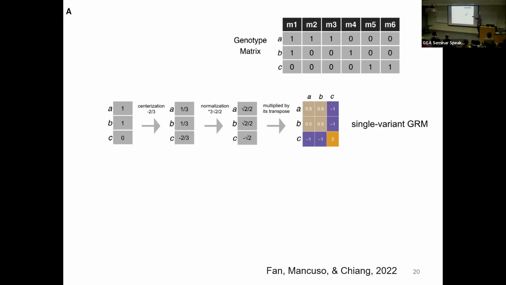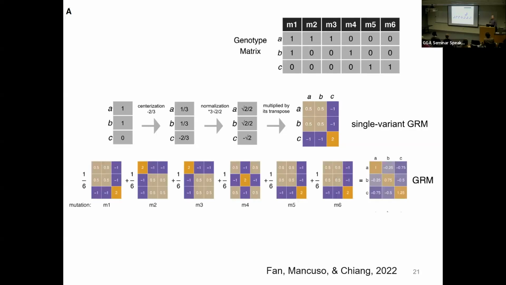So you can see here, in this case, C is different from A and B, which are the same as each other, and that's reflected here, right? C is different from A and B, it has a negative number here, whereas A and B are similar to each other. And when you compute a GRM from genetic variants across the genome, one way to think about what you're doing is you're just taking all these single variant GRMs and taking their average, you're just adding them up.